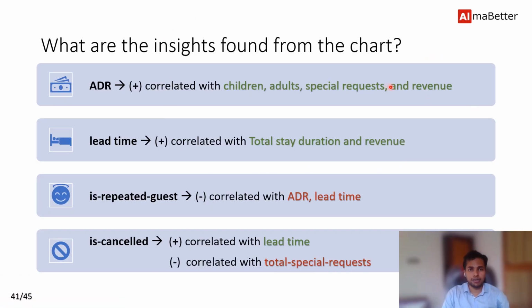We can see that the average daily rate, or ADR, seems to be positively correlated with certain variables like the number of children, number of adults, total special requests and total revenue. Additionally, lead time seems to be positively correlated with total stay duration and total revenue. So we can conclude that these are the main variables which contribute to the revenue. On the other hand, the variable is repeated guest seems to be negatively correlated with ADR and lead time, which means that repeated guests usually book promptly with very little lead time.